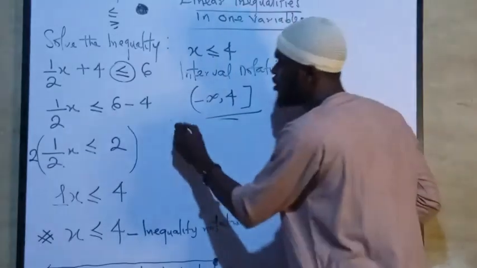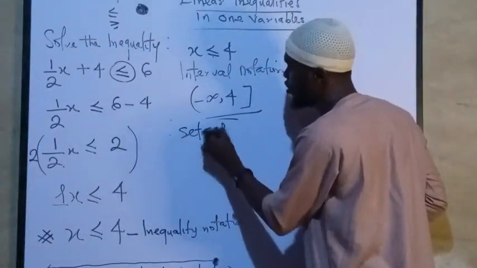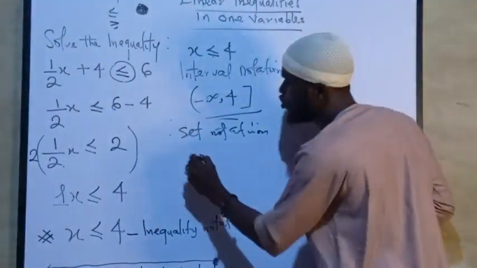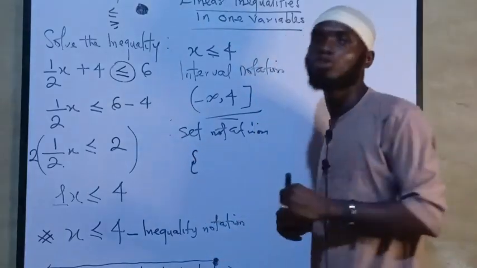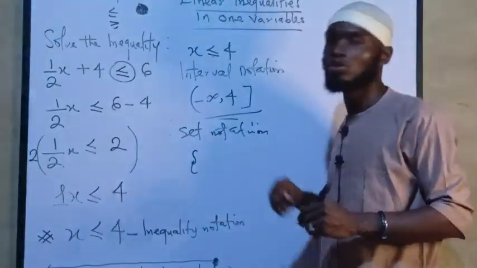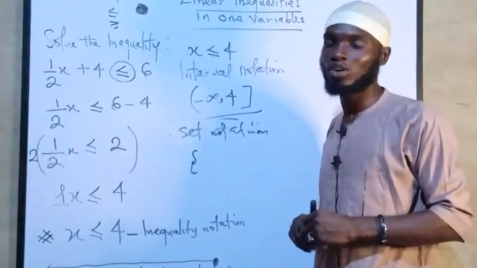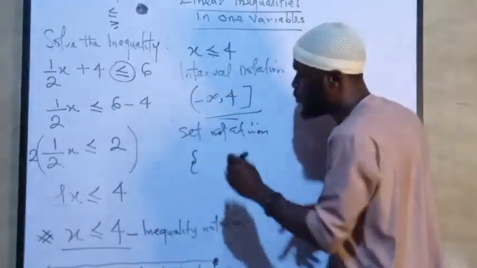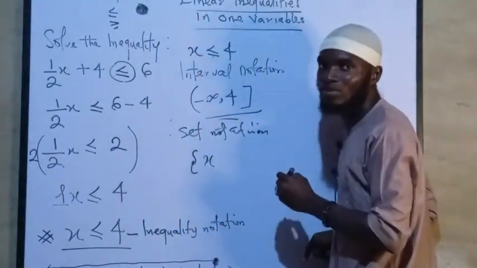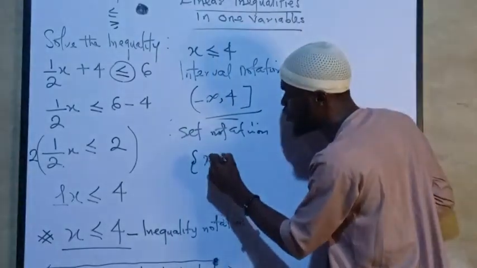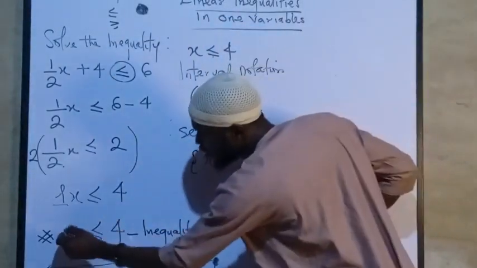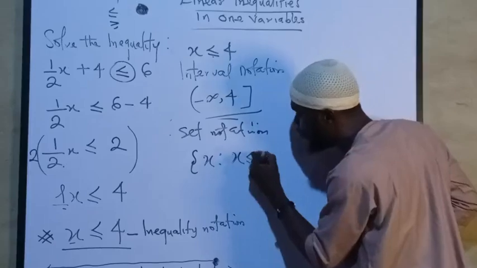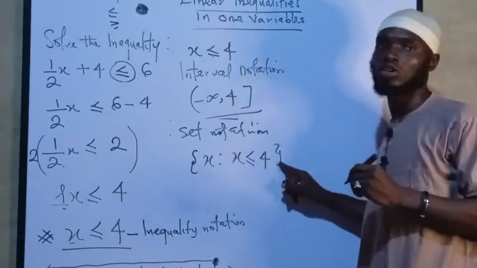So the last one, which is the set notation. All you need to do, you make use of curly bracket. This is a curly bracket. And what are you going to put there? You put your answer inside. That is set notation. When you are putting that, you firstly write x. Then you put a semicolon. Then you write your answer here: x less than or equal to 4. And you end it with a curly bracket.